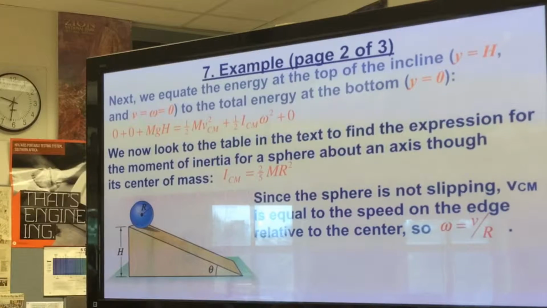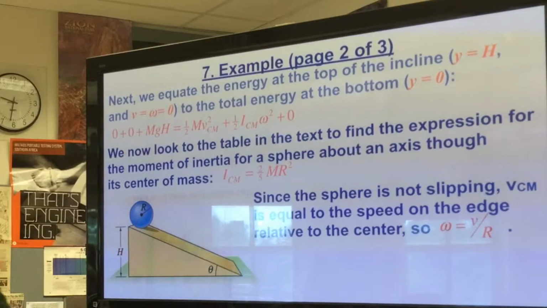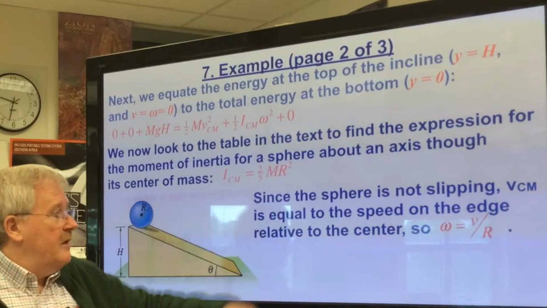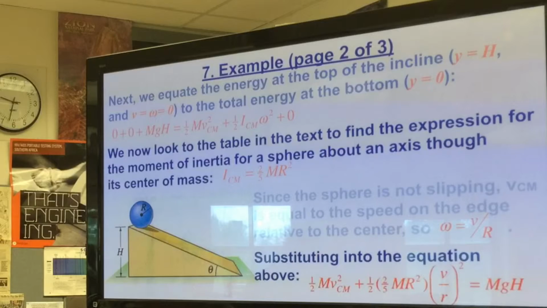Since the sphere is not slipping, the velocity of the center of mass is equal to the speed on the edge relative to the center. Do you remember that bicycle wheel where we were looking at the velocity of the hub of the bicycle wheel and then said, let's have a look at it from the point of view of someone on the bicycle? And so now the velocity of the part touching the road was equal but in the opposite direction. Remember that? Okay. So we can put the angular velocity equal to the velocity divided by the radius.